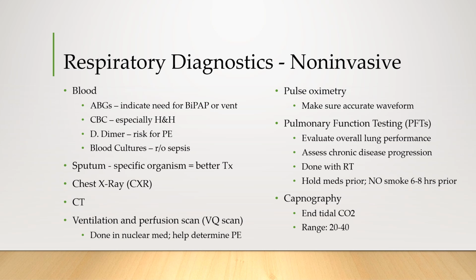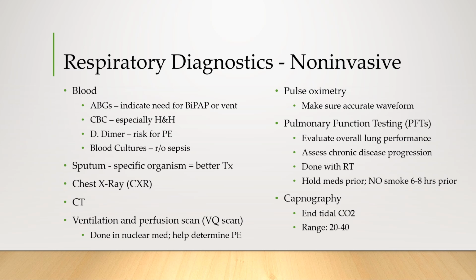So diagnostic test. Main blood test that is done for this is ABGs. Remember, if someone's hypoxic, they're going to be in respiratory acidosis. If somebody is hyperventilating, they're going to be in respiratory alkalosis. We like to know what the H and H is, especially if someone's having a hard time breathing, to make sure they are not also anemic.